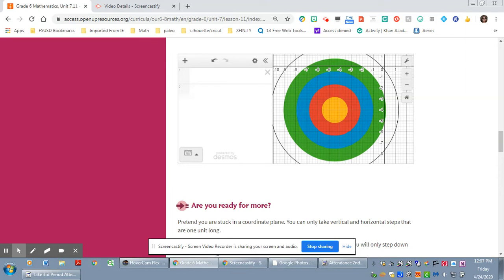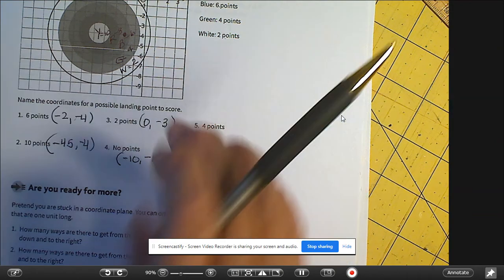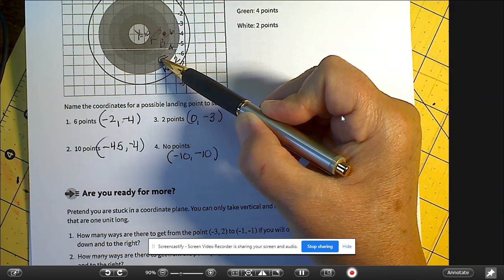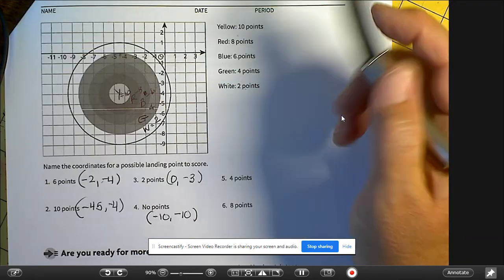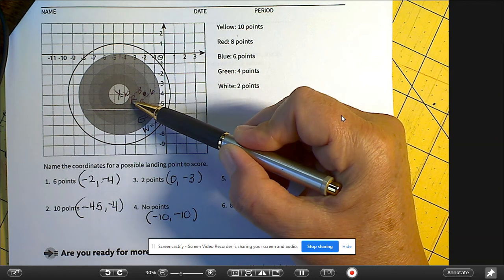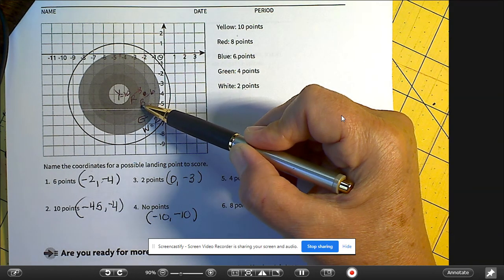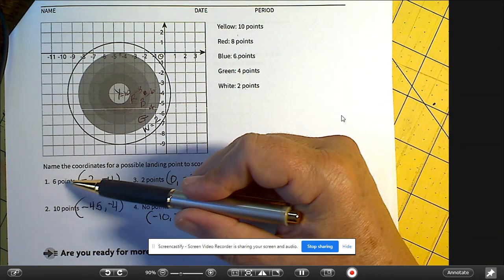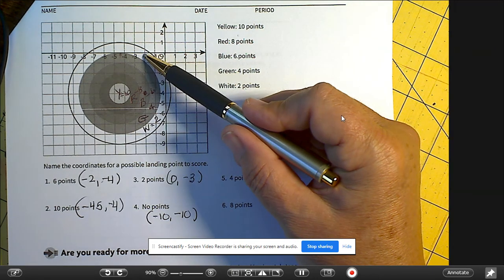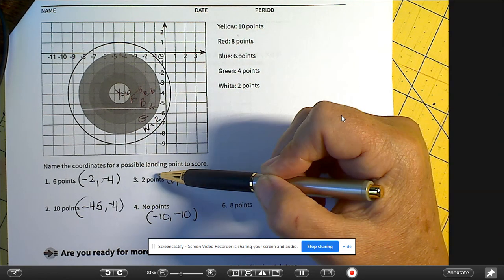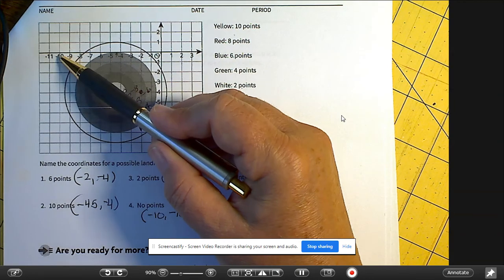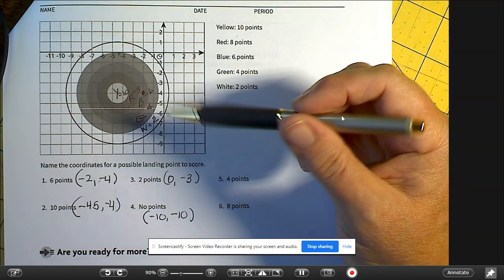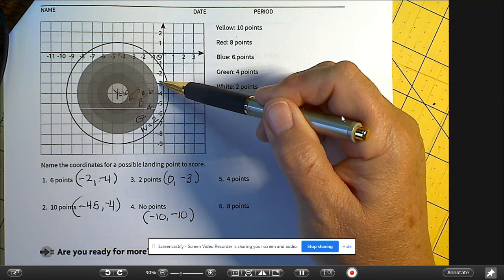Okay, so then, oh my gosh, you have not been watching. Okay, so let me show you again. So I have yellow is 10, this is red 8, blue is 6, green is 4, and white is 2. So if we're wanting to get 6 points, we can go -2, -4. If you want to get 10 points, you can go -10, -10. If you want to get 2 points, you could go 0, -3.